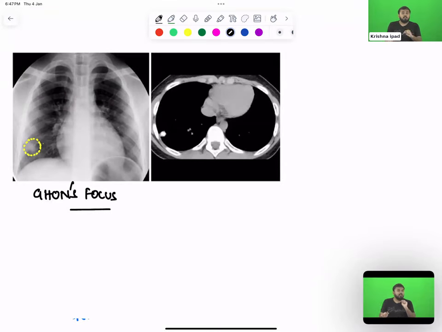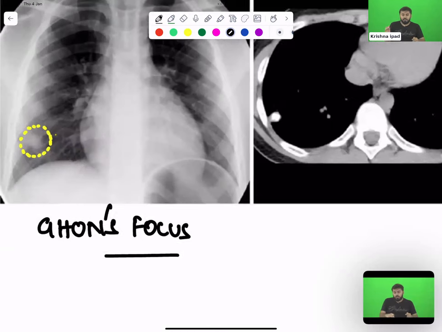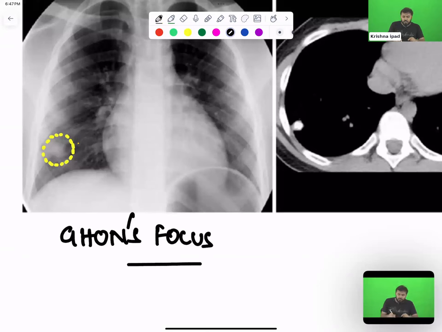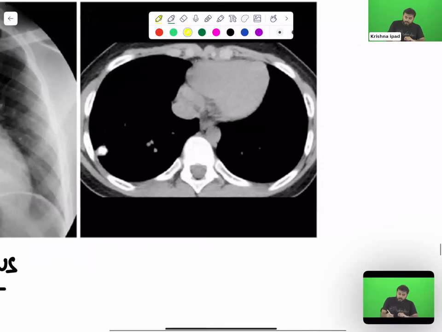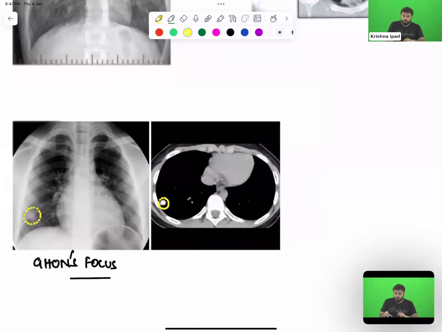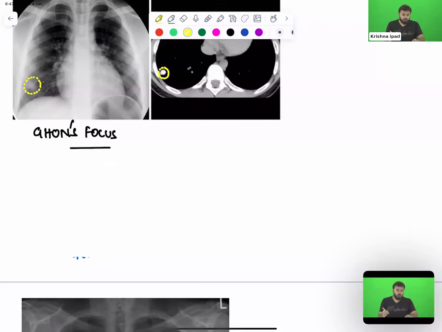Ghon focus. Now, whenever I get a doubt of Ghon focus, what will I do? I will tell the patient, see, I find there is something, a round thing here. I think this might be Ghon focus. Okay, let us look at it clearly. For that, I have to do another test for you. That is called HRCT, high resolution CT scan. Now, in this high resolution CT scan, I can very clearly see the Ghon focus here. You see this Ghon focus, right? So this is what is called your Ghon focus.